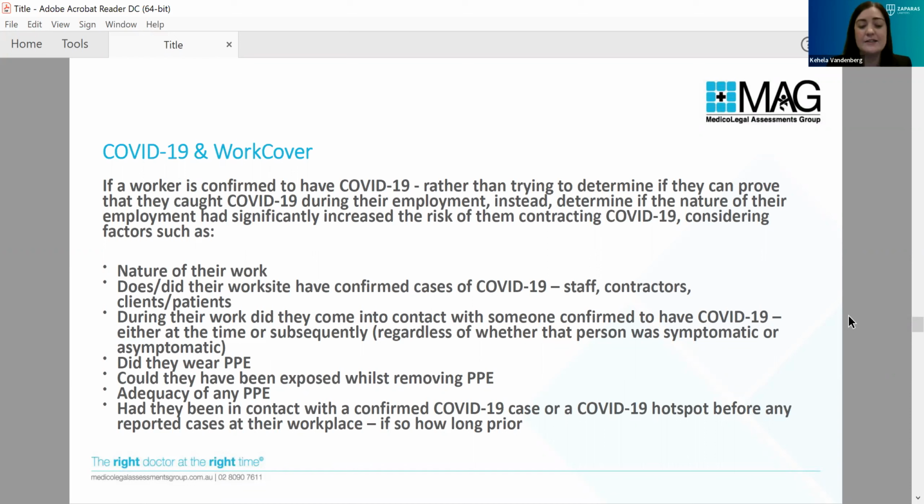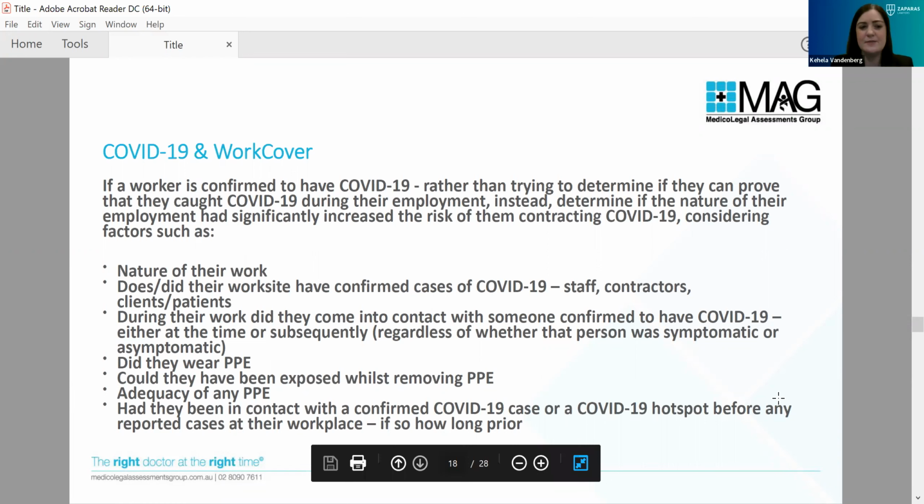And another consideration, in terms of process, whether or not they should be lodging a claim, is had they actually been in contact with a confirmed case, or back in the day, we don't really reveal hotspots anymore, but had they been exposed to a hotspot before any reported cases as their work, and how long ago? So quite often a WorkCover agent can say, oh, well, their husband, partner, child had it, they must have got it from there.